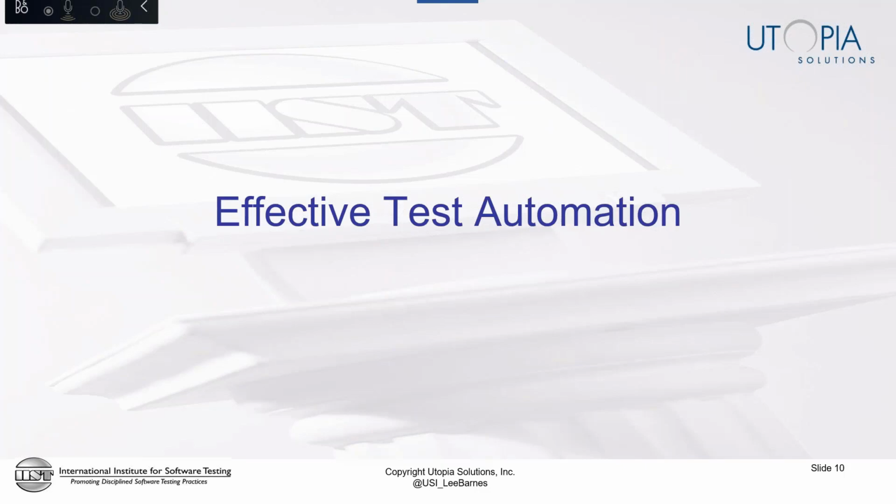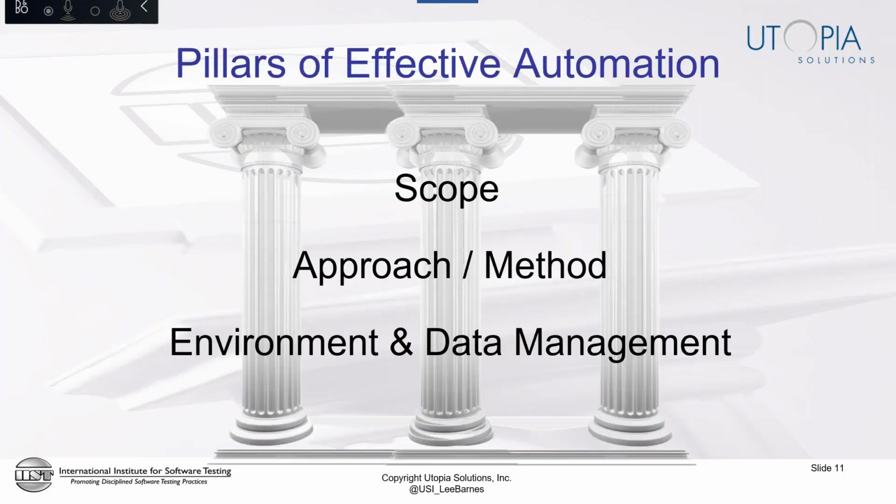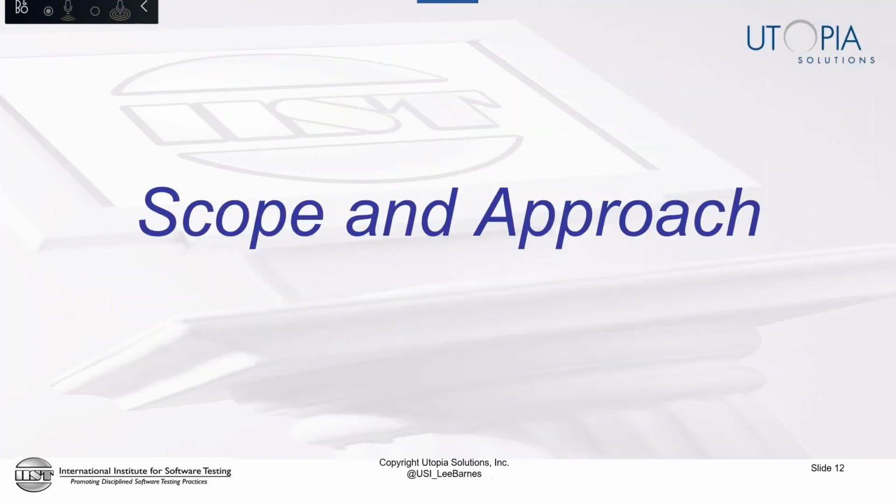So we've talked about the obstacles to test automation. So let's take a look now at what effective test automation looks like. And I found, like I said, that the 3 pillars or attributes of effective test automation are scope, approach, or really the method used to implement automation, and environment and data. Let's talk about scope and approach together, because I believe they go hand in hand here over the next few slides.